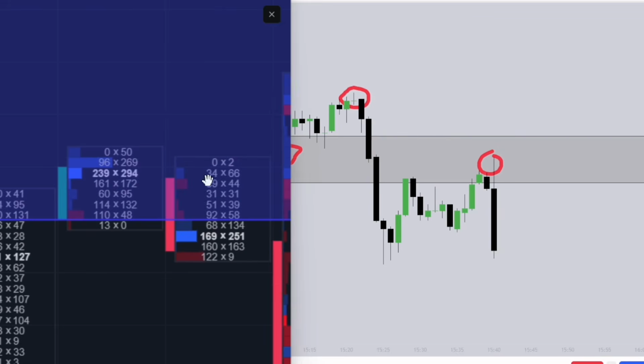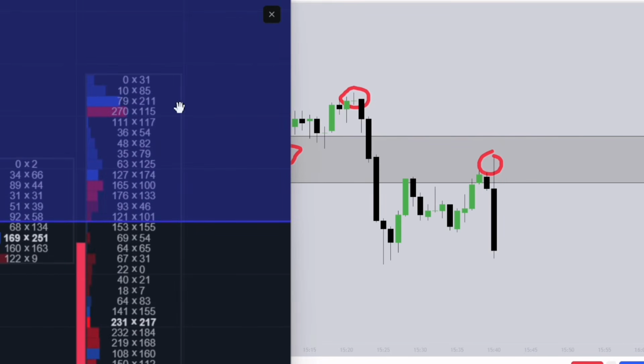So if we look over here at the couple of rejections, we saw 96 for 269, big difference there, positive delta. And we also saw at the top 79 for 211, and we had our trusted finished auction. So we see the buyers and the sellers have been wiped out.